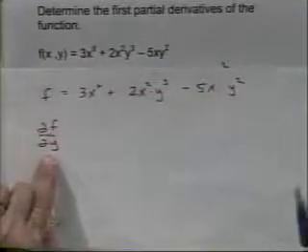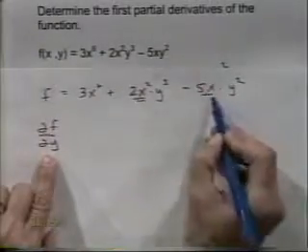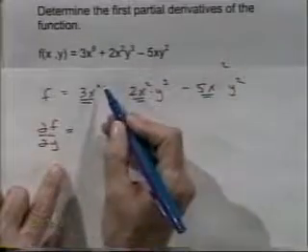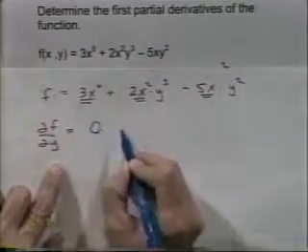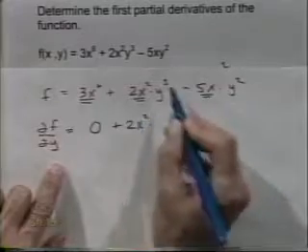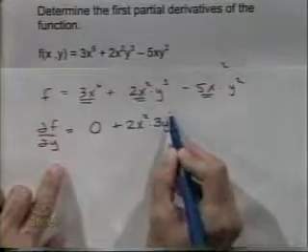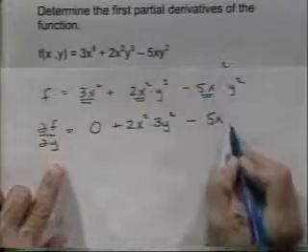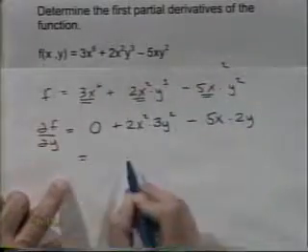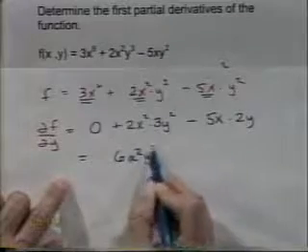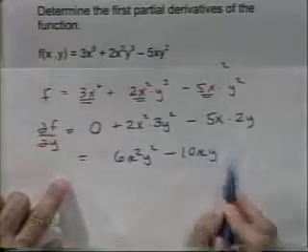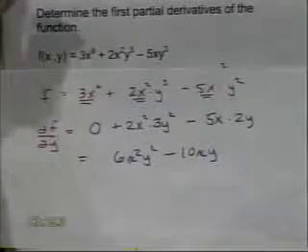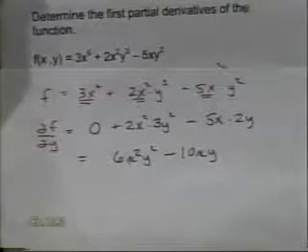Since we're differentiating with respect to y, this is a constant, this is a constant, this is a constant. So the derivative of 3x to the 6th is 0, plus 2x squared times the derivative of y cubed, which is 3y squared, minus 5x, because it's a constant, times the derivative of y squared, which is 2y, which gives me 6x squared y squared minus 10xy. It's just an art form. Everything else but the variable you're differentiating with respect to is a constant.